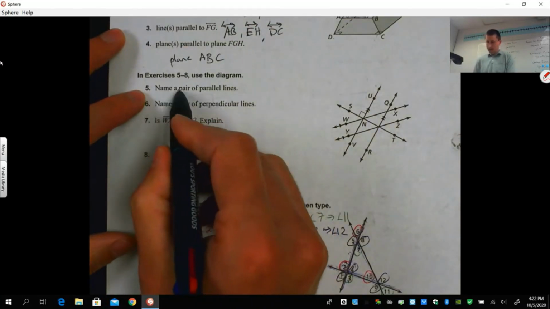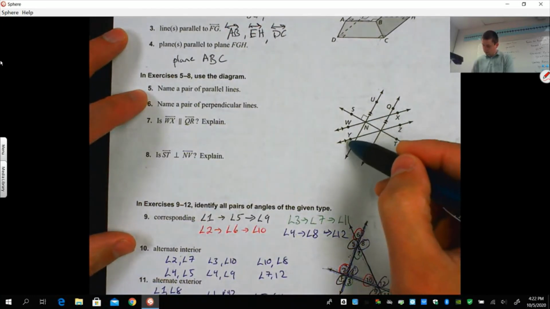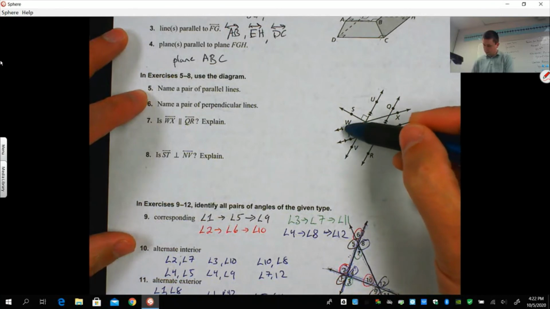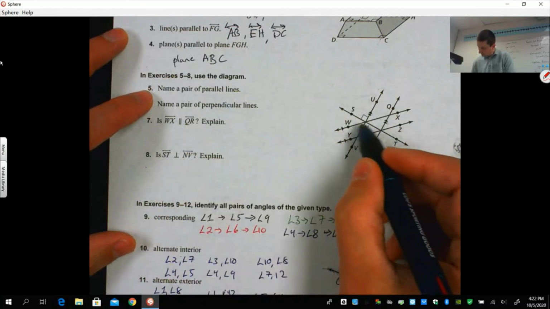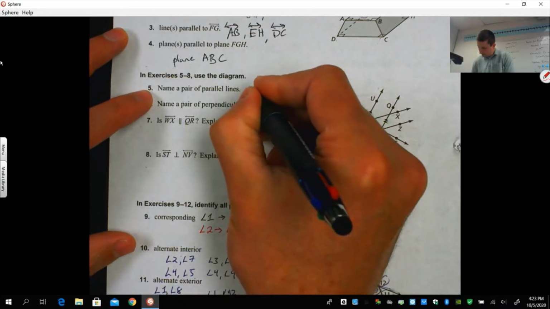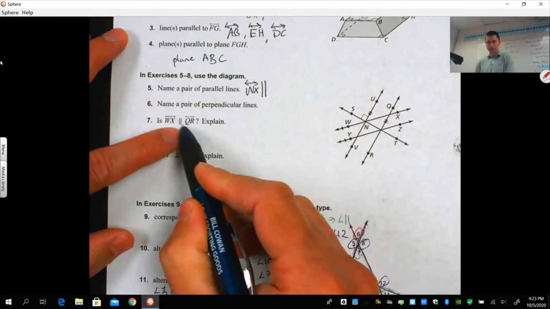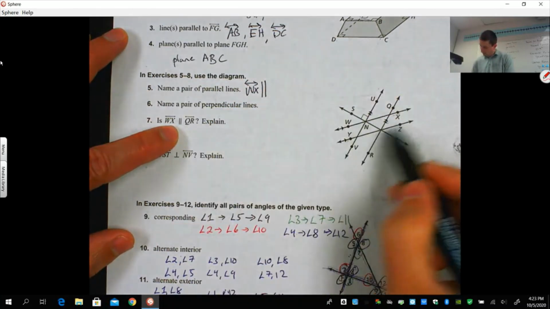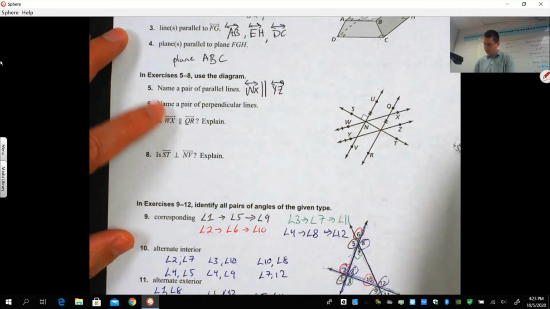Okay, so name a pair of parallel lines. We're using this diagram. You see these triangles in the middle. See how these two would be parallel to each other. These two would be parallel to each other. They put two triangles on these because it's not parallel to the lines that have one triangle. So a pair of parallel lines. We have WX is parallel to, see there's that symbol, is parallel to YZ. WX is parallel to YZ.